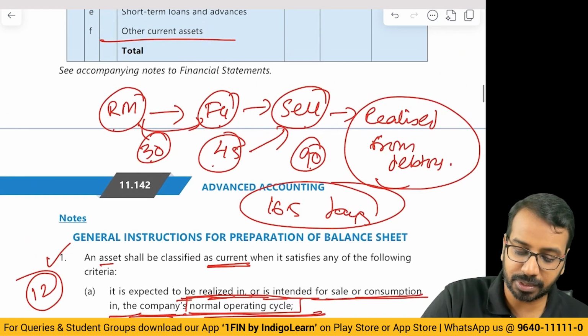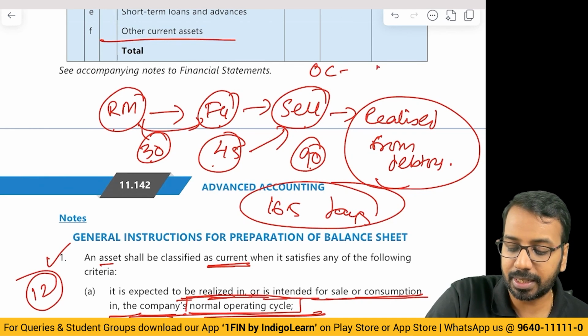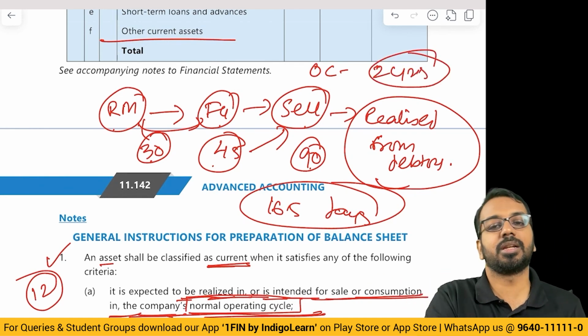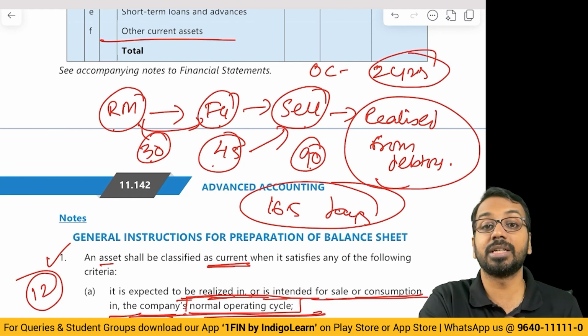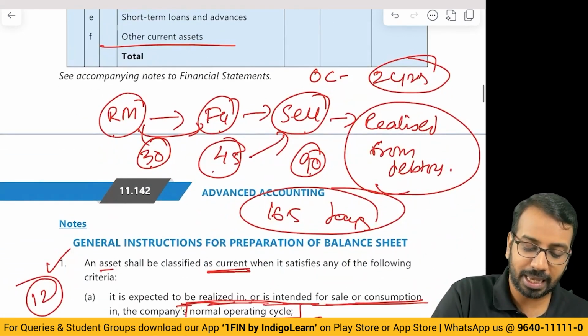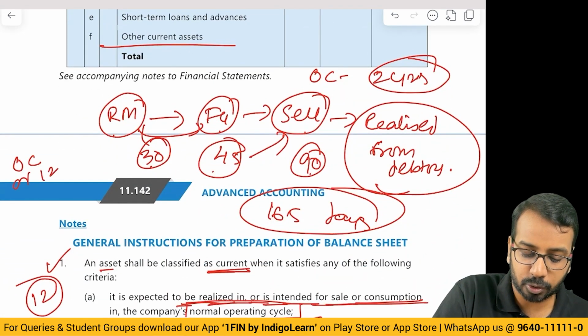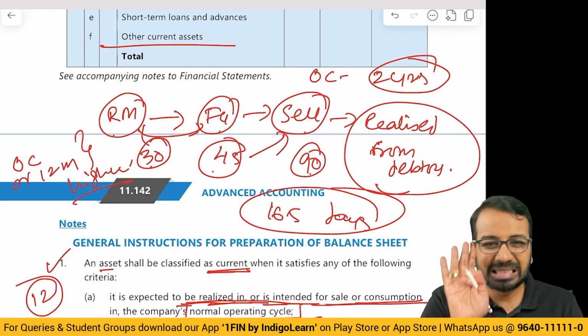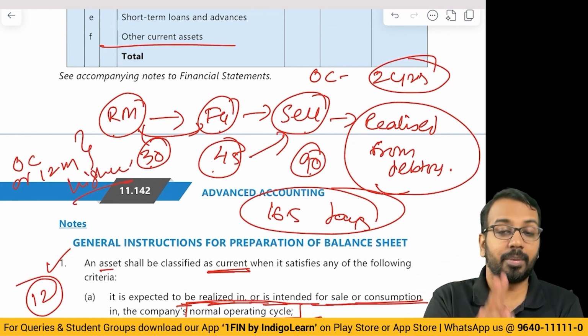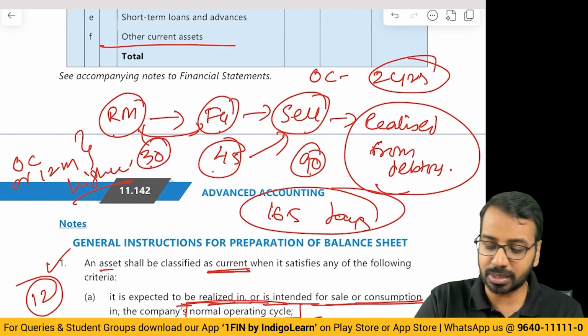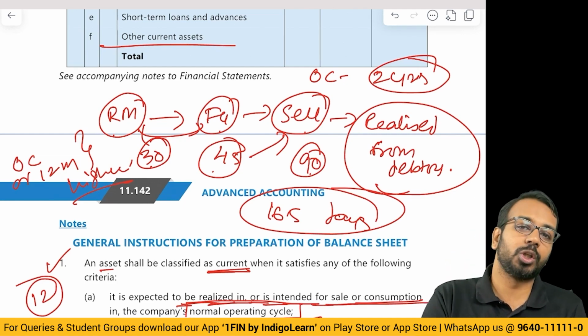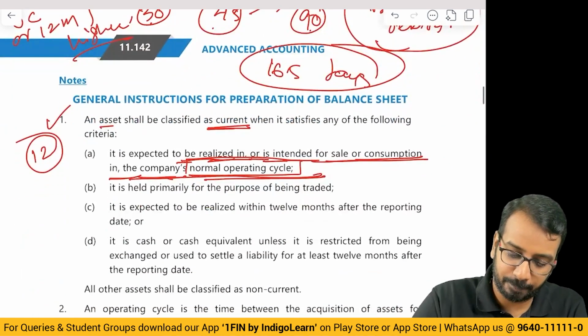Sometimes what happens is the operating cycle may be, let us say, 2 years. So up to 2 years, you will consider it to be a current asset, whichever is higher. So you can learn this as operating cycle or 12 months, whichever is higher. Generally, trade receivables and trade payables are classified as current because they form a part of the normal operating cycle.